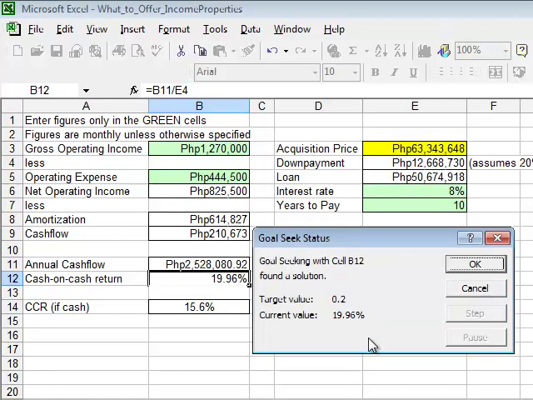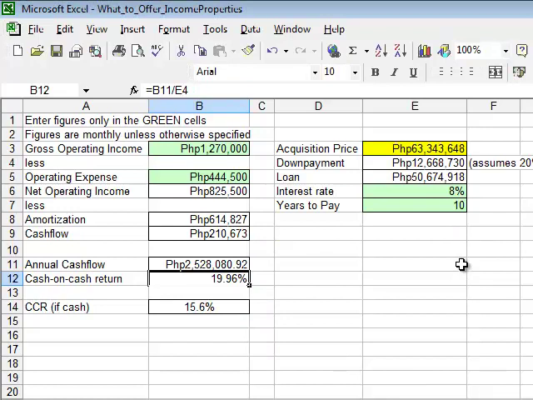So bam. Now you see that the price of 63 million is what you should offer for the property, assuming you have this financing of 8% interest per year and 10 years to pay. So as you can see here, the asking price of the seller is way too much, all right, 130 million.